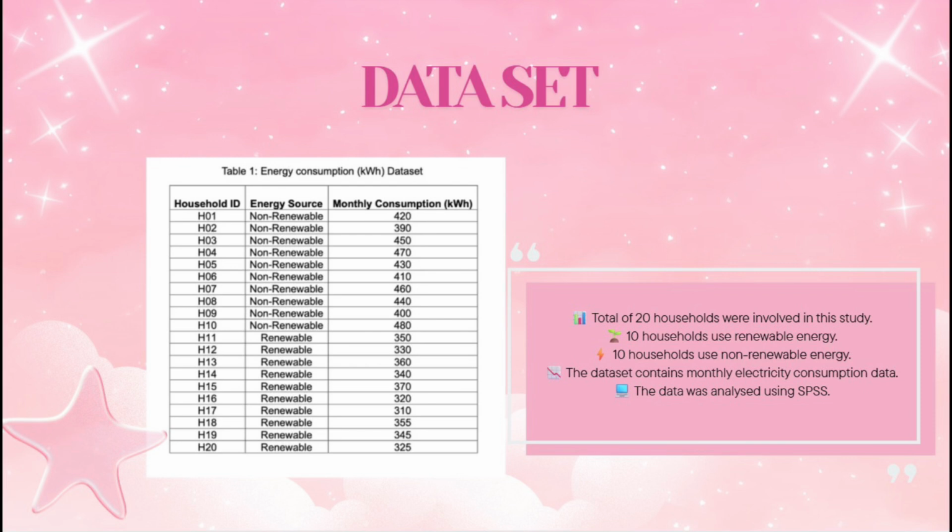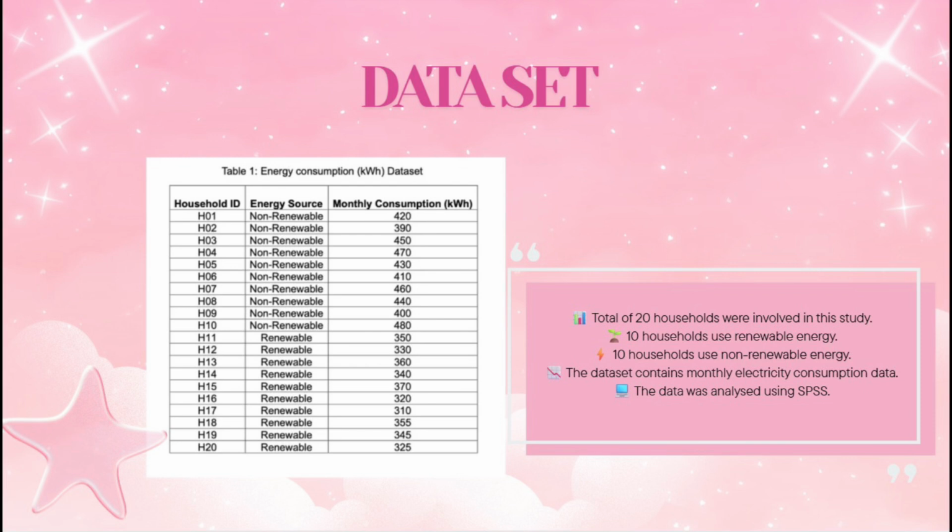The second hypothesis is the alternative hypothesis, also known as H1. The alternative hypothesis states that renewable energy users have lower average monthly electricity consumption compared to non-renewable energy users. H1: mu r < mu n.